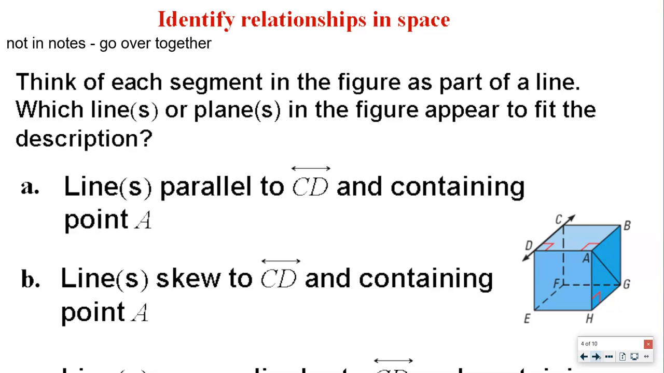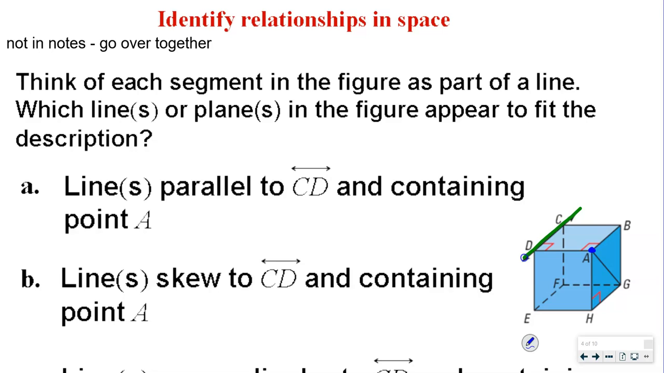Then we need to identify relationships in space. So this isn't in your notes, but we're going to go over it together anyway. So think of each segment in the figure as part of a line. Which lines or planes in the figure appear to fit the description? So we have line or lines that are parallel to line CD. So see where CD is. We want lines that are parallel to that and containing point A. So they also need to contain point A.